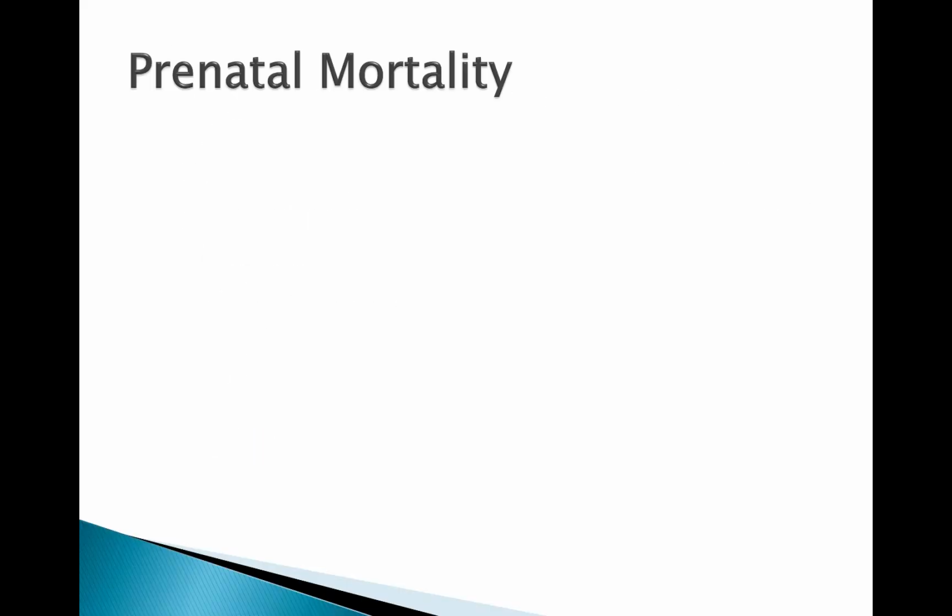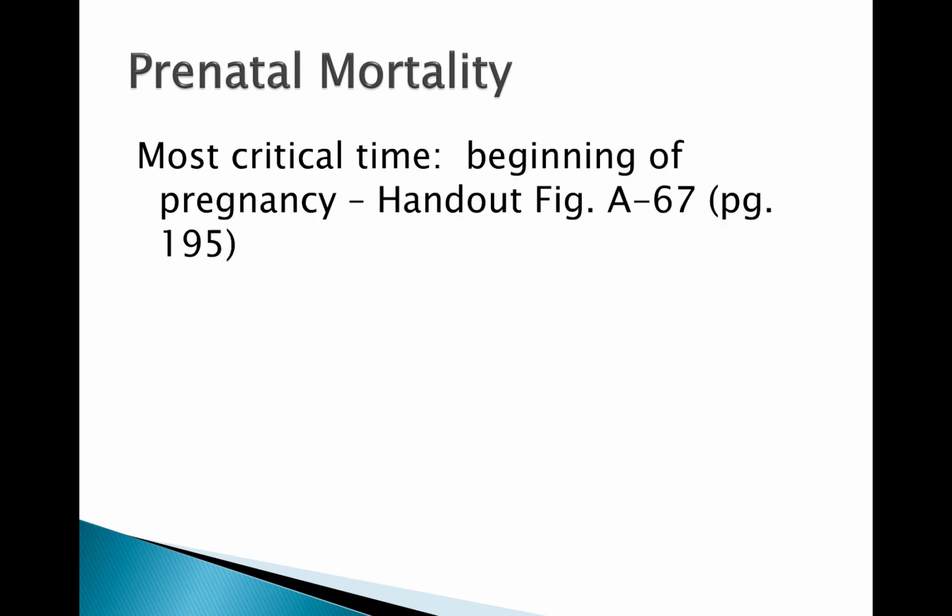Okay, so next we're going to look at prenatal mortality. And the most critical time for development is at the beginning of pregnancy. We're going to take a look at the next page in your handout, figure A-67.